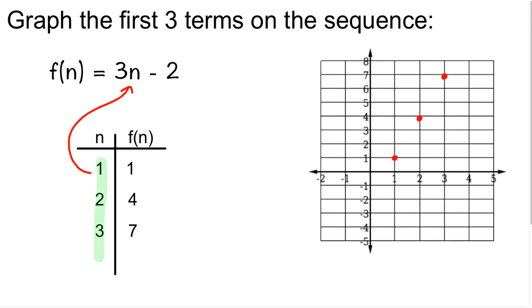We don't have to connect these points because we can only have a first term, a second term, a third term. There's nothing in between the first and second term, so we don't want to connect these lines and show that there is something in between there.